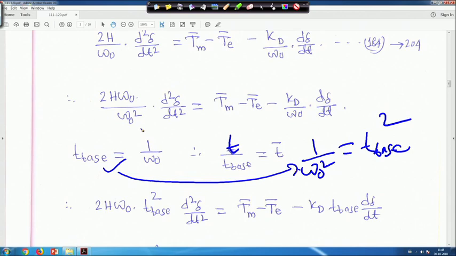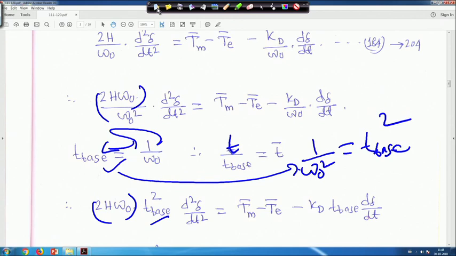That means 2H omega 0, and 1 upon omega 0 square is t base square, into d square delta dt square equal to T m bar minus T bar, and 1 upon omega 0 is equal to t base. So we are multiplying minus k d into t base, because it is 1 upon omega 0 into d delta by dt. This way we write.